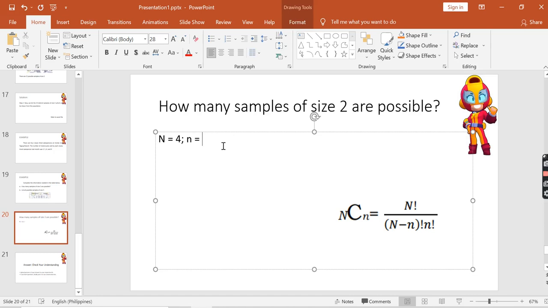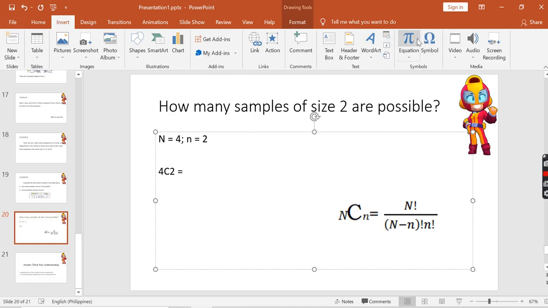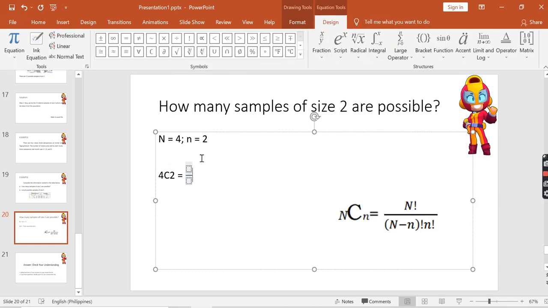What is the size of our sample? Alright, 2. Okay, so let's apply that. Let's say 4C2 equals. So let's put an equation and fraction. Alright, so n is 4 factorial over parenthesis 4 minus 2 parenthesis factorial times 2 factorial. Right? So I hope guys you still remember what factorial is.